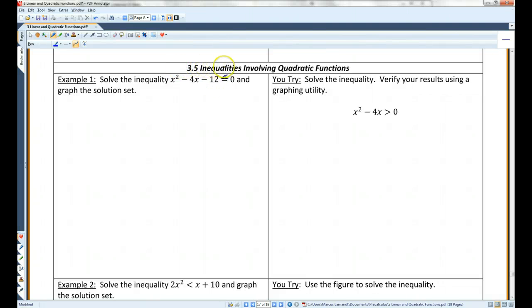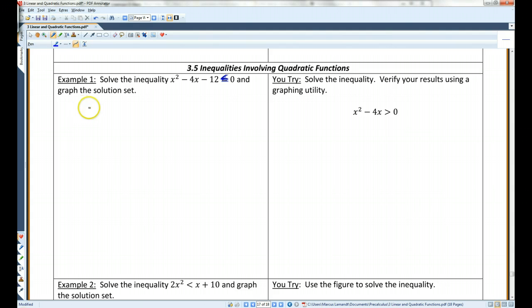Alright, 3.5, inequalities involving quadratic functions. First of all, I want to point out that I made a change here. This should be less than or equal to, not an equal sign, so go ahead and make that change in your notes. It says solve the inequality x squared minus 4x minus 12 is less than or equal to 0 and graph the solution set.